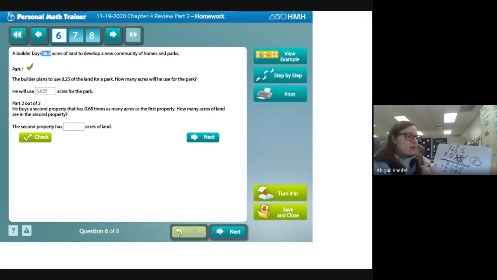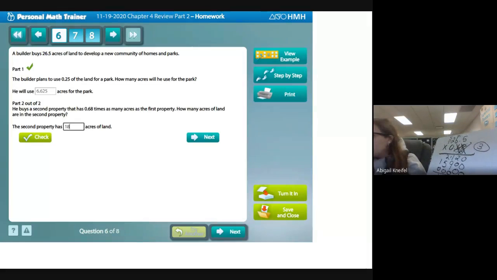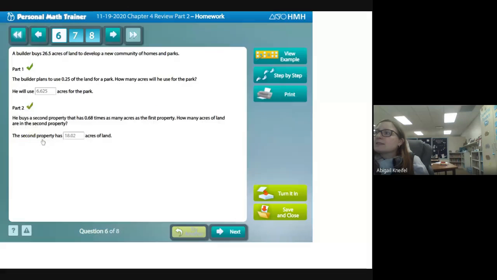We're done with the 6. Oh, wait. And the 8. Now, 0 times 5 is 0. 0 times 6 is 0. 0 times 2 is 0. Add them up. Put in my decimal. So, how many does the second property have? 18.020 acres of land. Okay? So there was no adding in this problem. All we had to do was multiply the numbers that they gave us, okay?